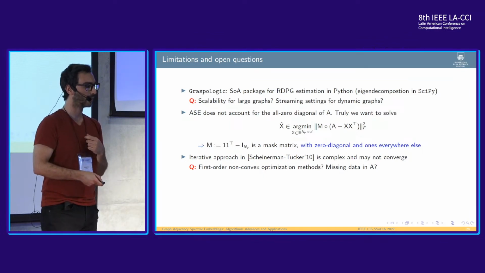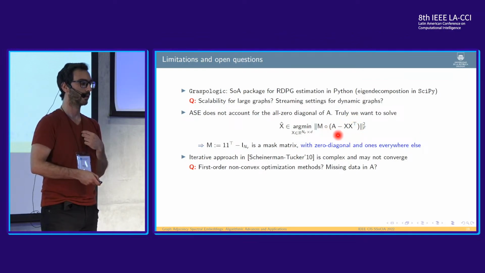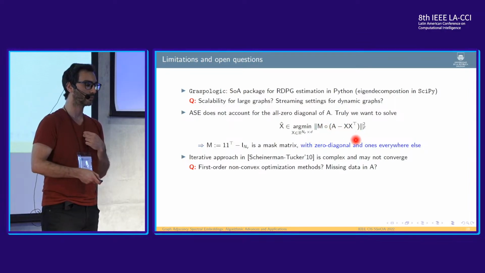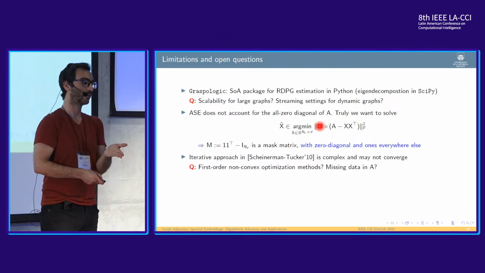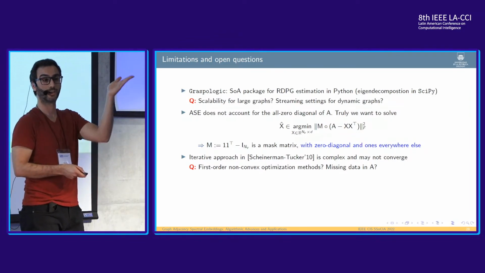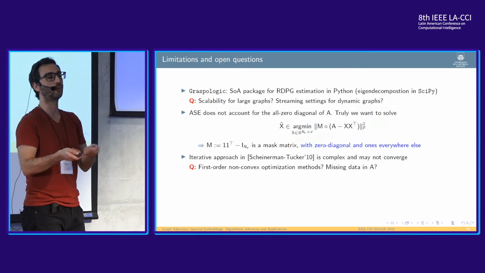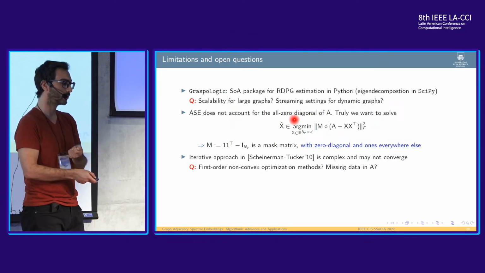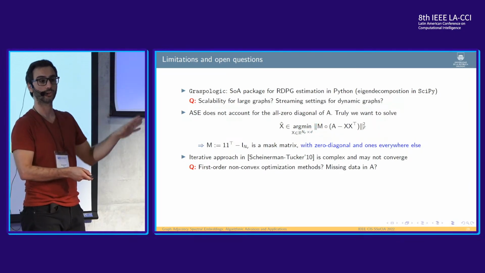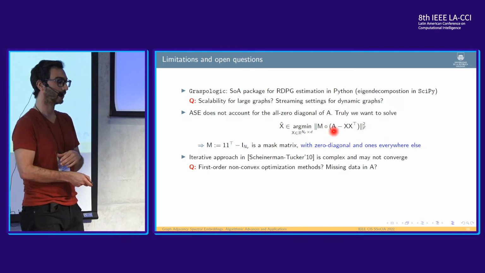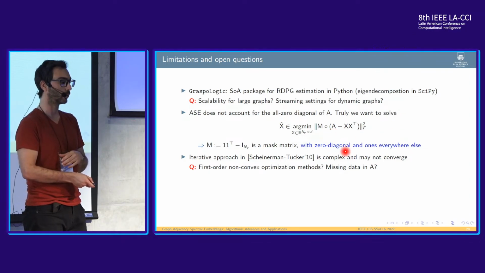And actually, I said that what we wanted to minimize was this part here, A minus X X transpose. But actually, what we want to minimize is this, because in the diagonal of A there are zeros, because we are talking about graphs with no loops, and in the diagonal of X X transpose is the norm of the embeddings. So you don't want to take this into account. So we put a mask here, which has zeros in the diagonal and ones everywhere else, and this is the entry-wise product. So what we actually want to solve is this.